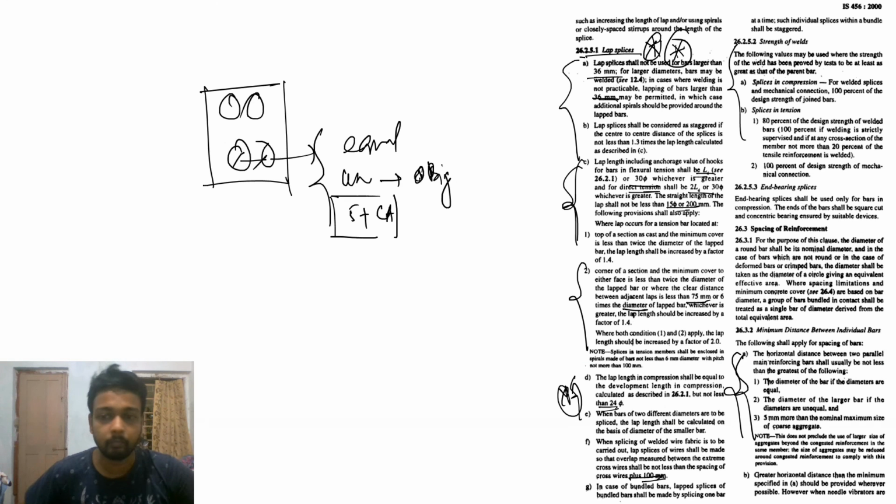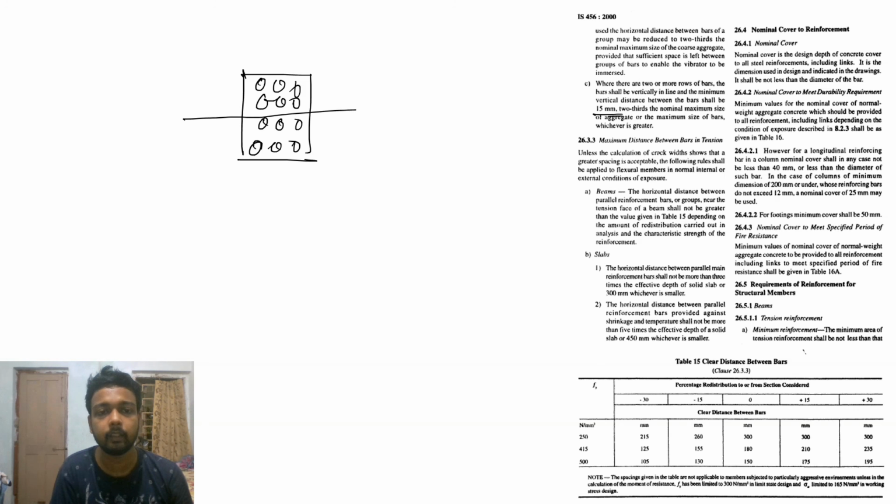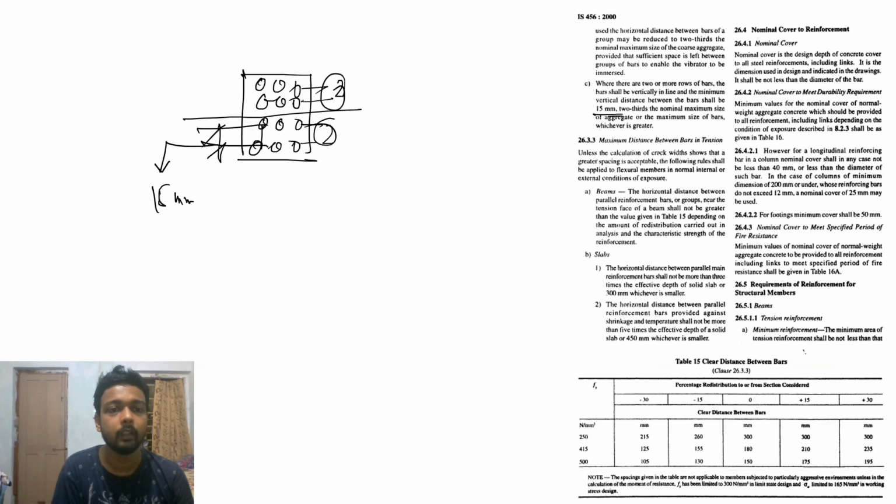Where there are two or more rows of bars, they shall be vertically in line, and the minimum vertical distance is 15 mm. Suppose your cross section is like that. If this is L/2, then here are 2 rows, here 2 rows. So this distance should be 15 mm.